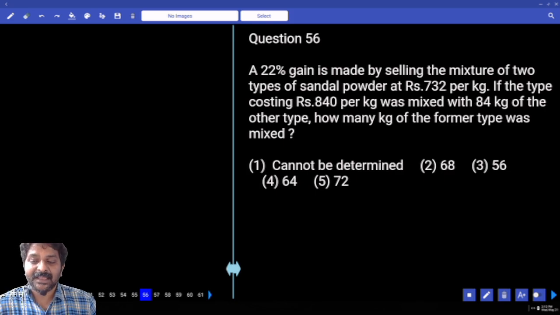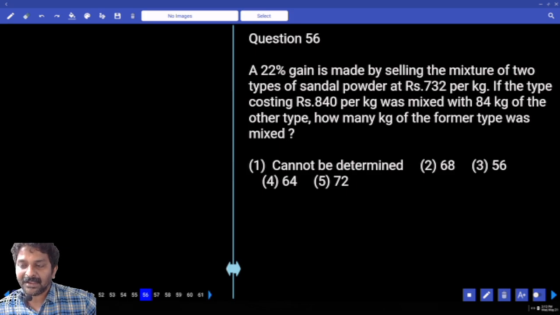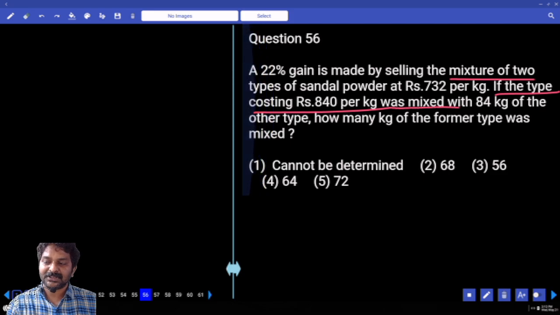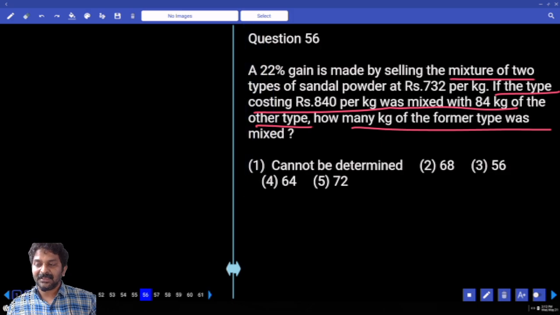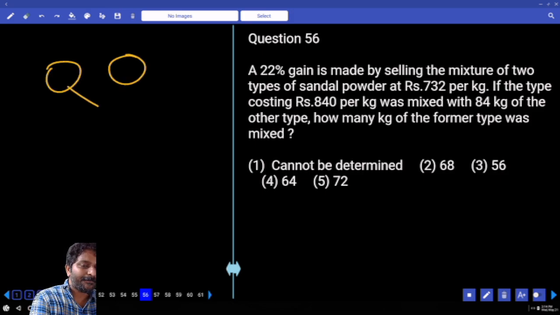A 22% gain is made by selling a mixture of 2 types of sandal powder at 732. If the type costing 840 per kg was mixed with 84 kgs of other type, how many kgs of the former type was mixed? Okay. So which method is based in this question? Alligation. First type, second type, mixture, and then alligation.